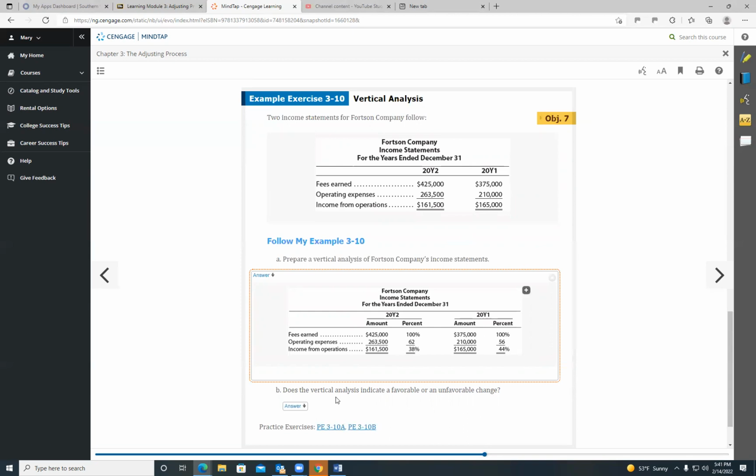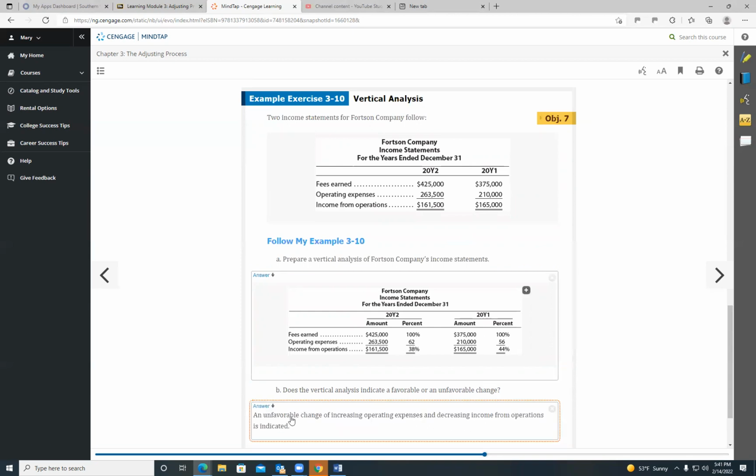And now it says do a vertical analysis indicating a favorable or an unfavorable change. So an unfavorable change occurred because your total amount of operating expenses increased, decreasing income from operations as indicated. So you see here, more revenue was used for income in year 1 than revenue was used for income in year 2. So this would be an unfavorable change.